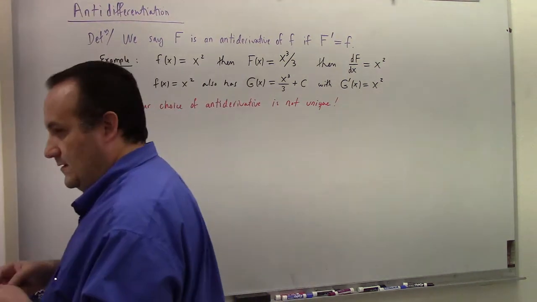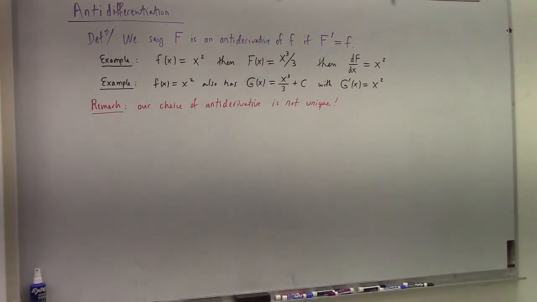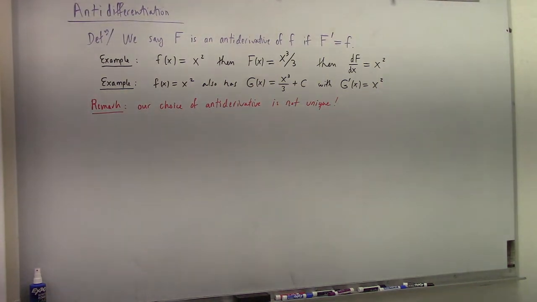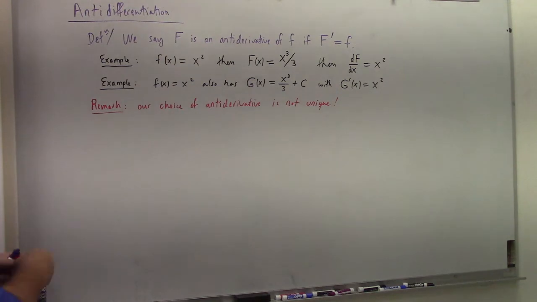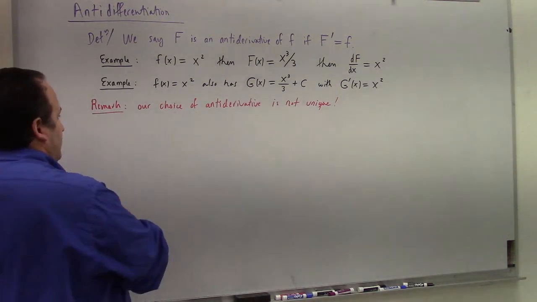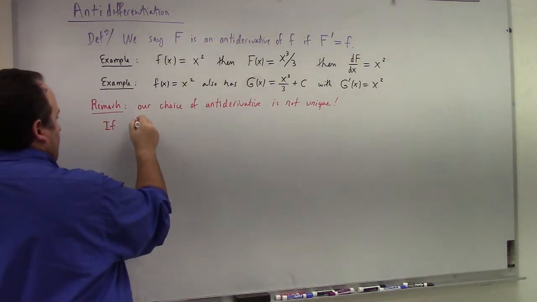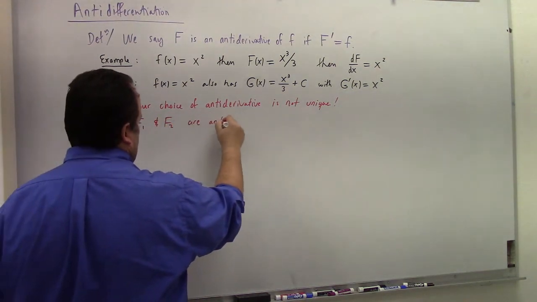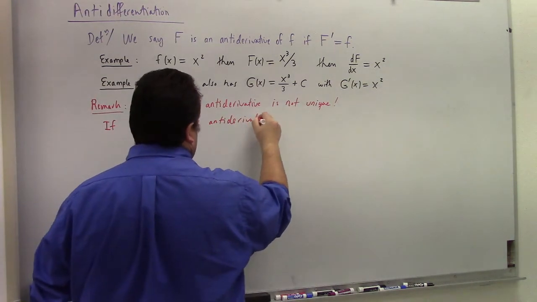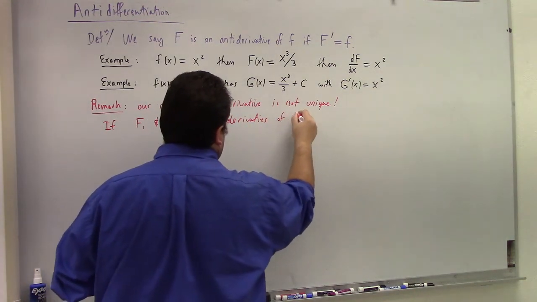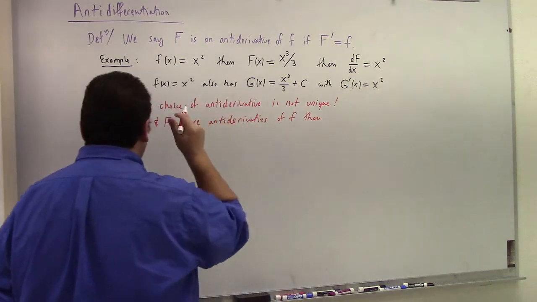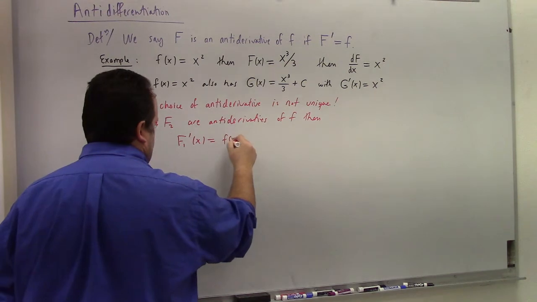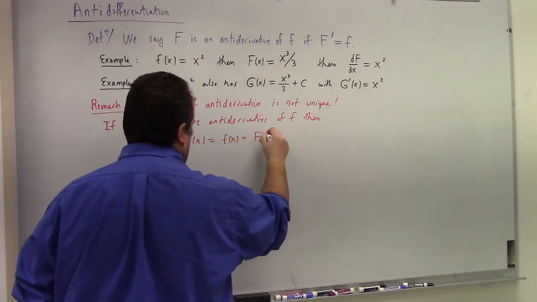So if you had two different antiderivatives, say f1 and f2 are both antiderivatives for the same function f, let's think about that. If f1 and f2 are antiderivatives of f, what does that mean? That means that f1 prime of x is equal to f of x, but it's also equal to f2 prime of x.